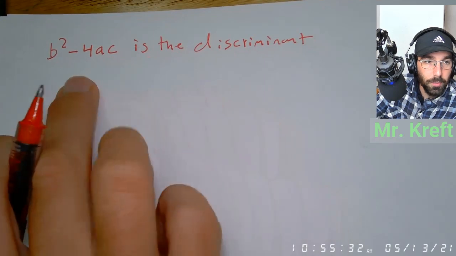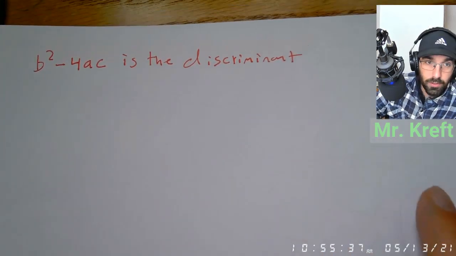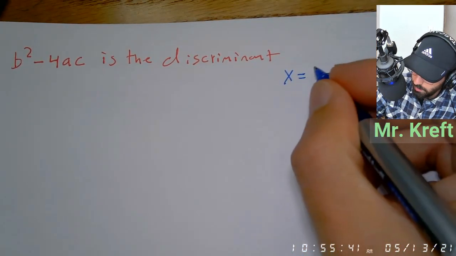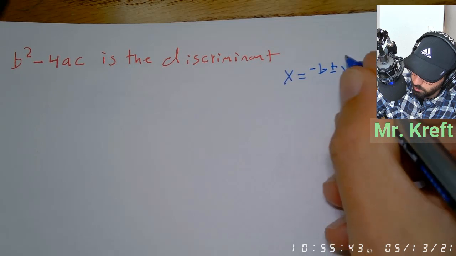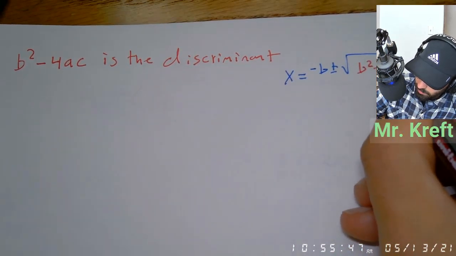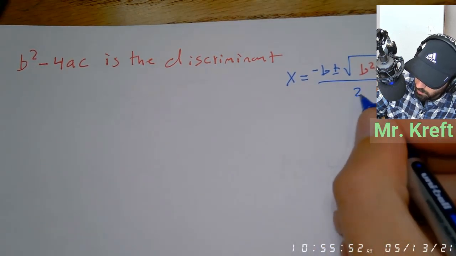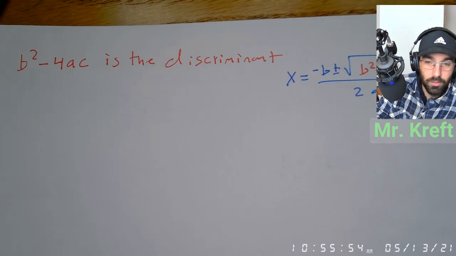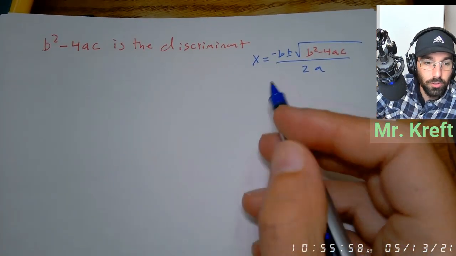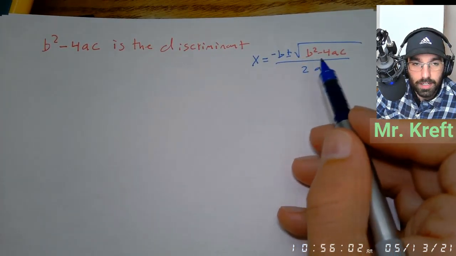Okay, so b squared minus 4ac is the discriminant. If you guys forgot already, remember, x equals the opposite of b plus or minus the square root of b squared minus 4ac, all over 2a. I need to zoom out just a bit. There we go. I drew it so I could really highlight this is what we're talking about.